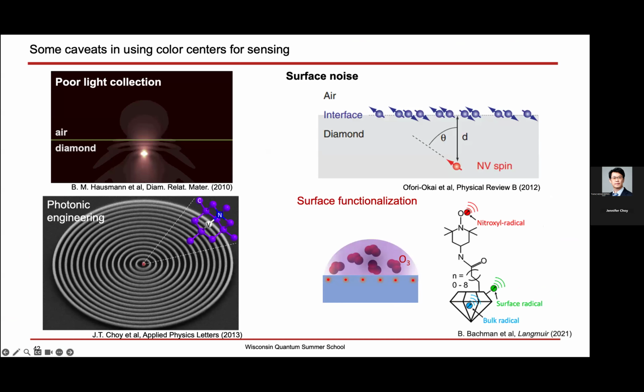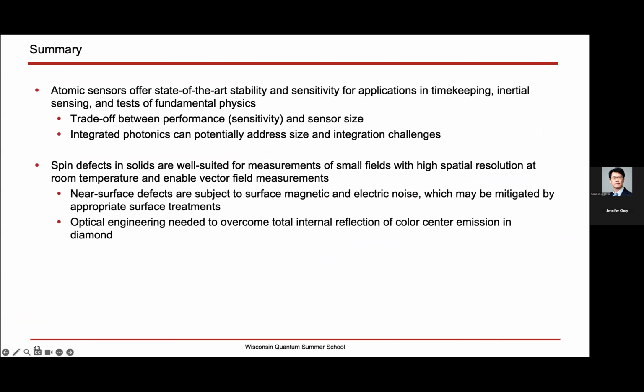Yeah, of course, as with the atoms, there are some challenges. And again, both photonic engineering and doing surface chemistry actually help a lot with making sure that you have bright, coherent color centers. And then maybe I'll just end here and hopefully open the floor up for maybe 2 minutes of questions before you all have to head to lunch. But yeah, hopefully I gave you a flavor of different types of quantum sensors, and look forward to your questions. Thank you, everyone.